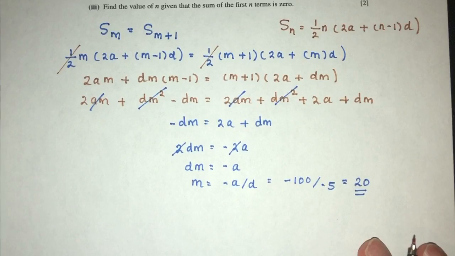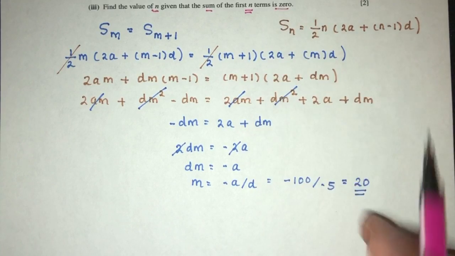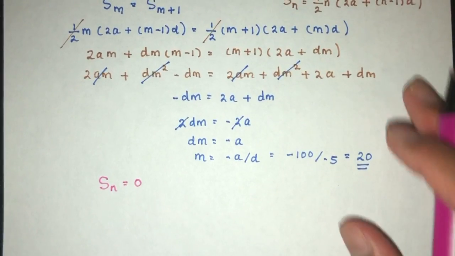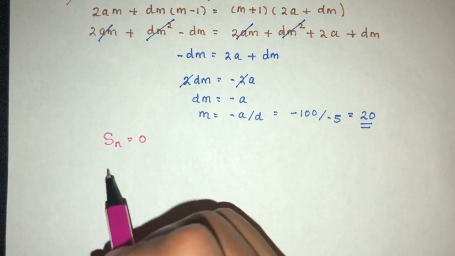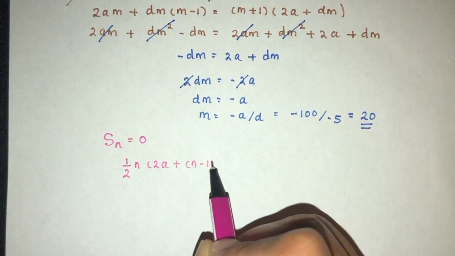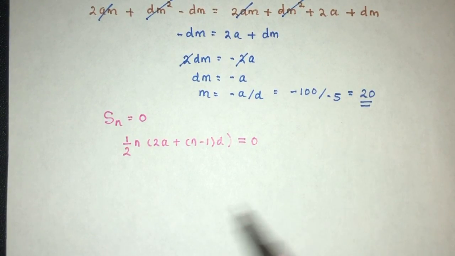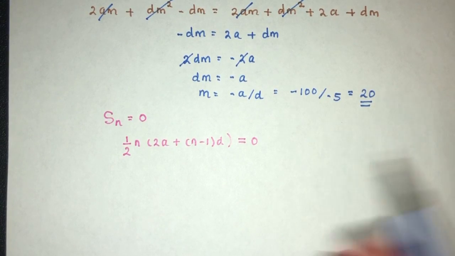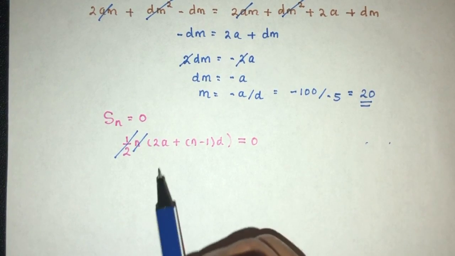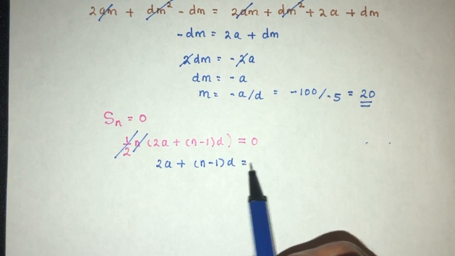Now for part 3, we have to find the value of n for which the sum of the first n terms is 0. So pretty easy. The first n terms have to be 0. So just replace back in your main equation over here, then we can find the value of n pretty easily. That will be half times n times 2a plus n minus 1 times d is 0. Of course, we can just cancel out those two. So how do we cancel? We can first divide by half on both sides. This will go away. Divide by n on both sides. This will go away. Then you will have 2a plus n minus 1 times d is 0.